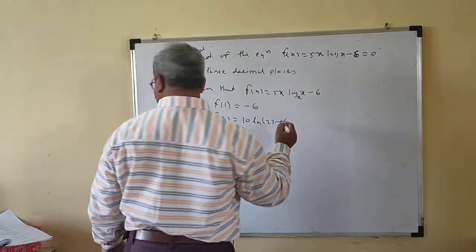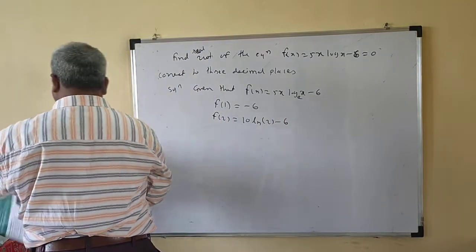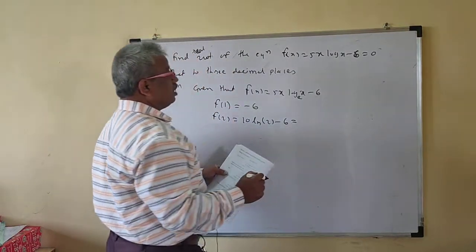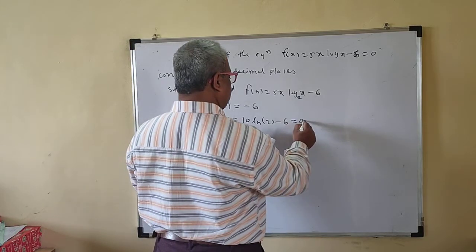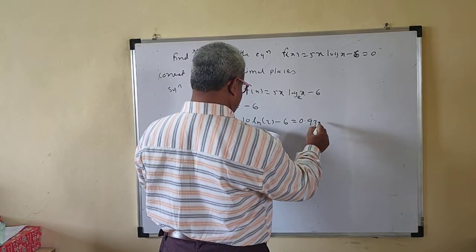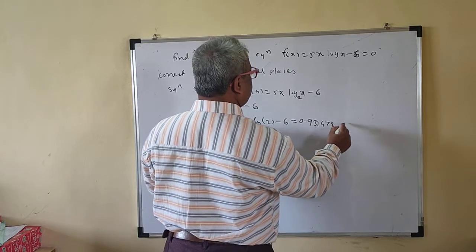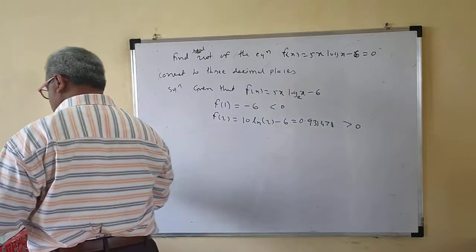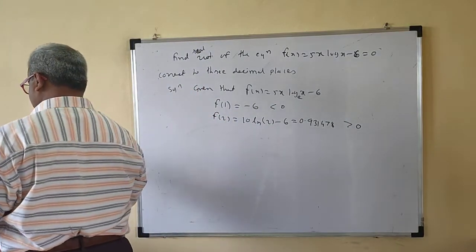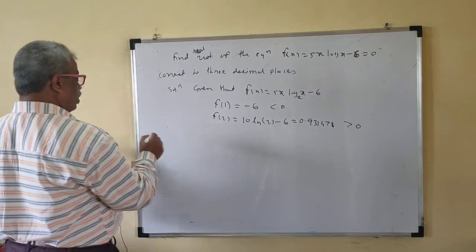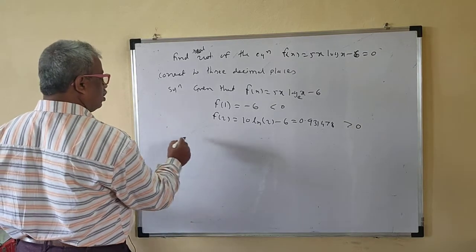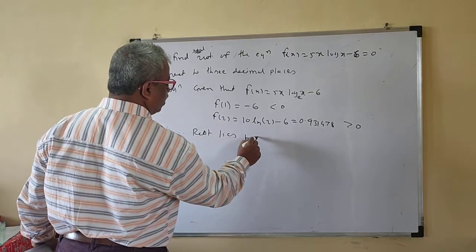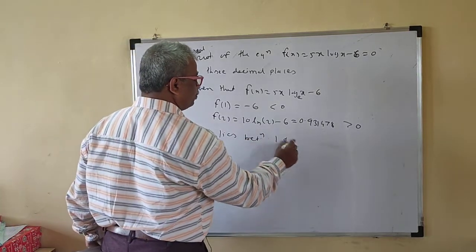Whatever value I write, you check on your scientific calculator whether this is correct or not. 9, 3, 1, 4, 7, 8. So this is positive and this is negative. Therefore, the root lies between 1 and 2.